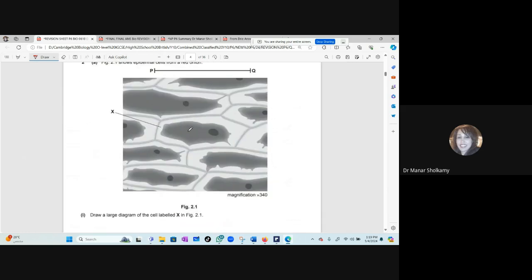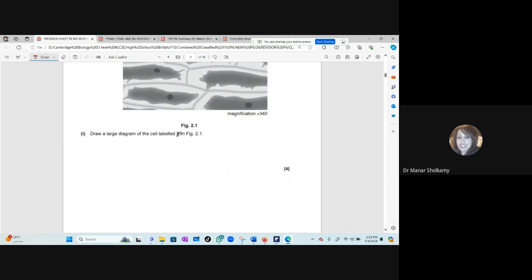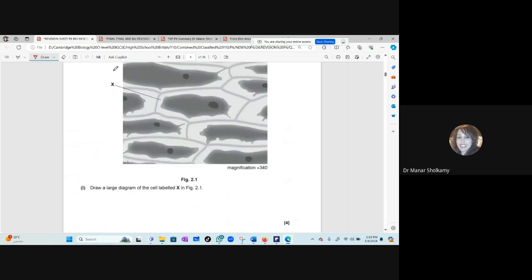Drawing, whether you like it or you don't like it, you will draw. Draw a large labeled diagram. Now, they told you X. Some students sent me the whole image. They drew X and they drew this cell and this cell. And my dear, it's lovely, but you will waste time, and this is not what they want. They only want X, the cell X.